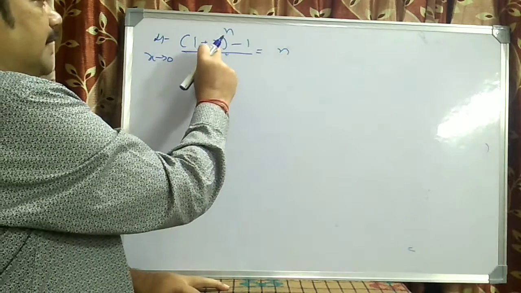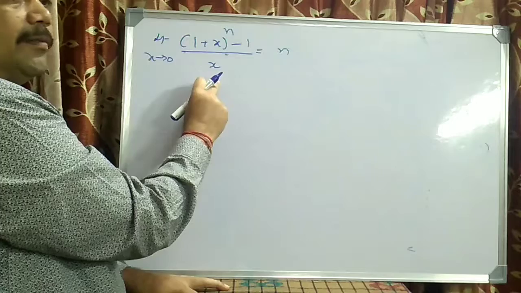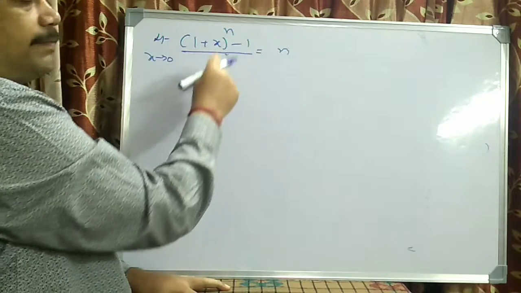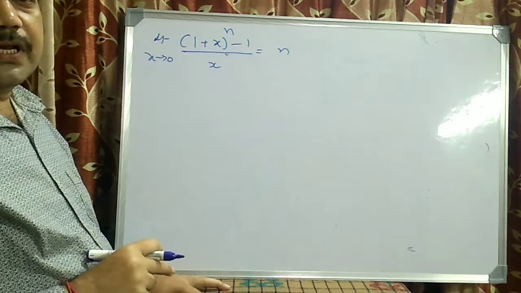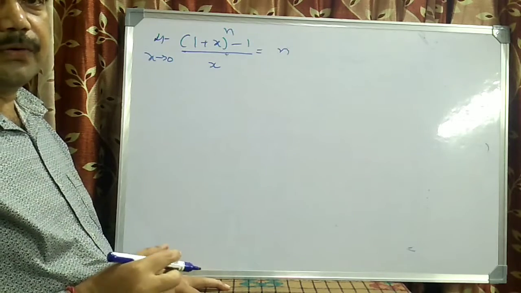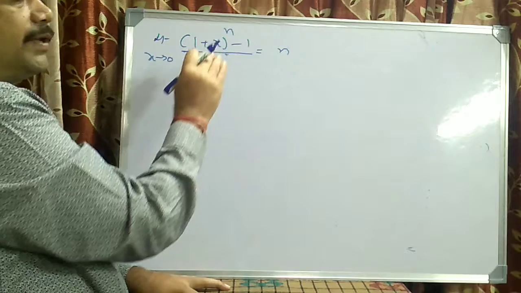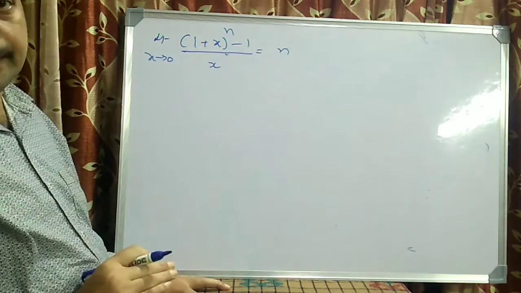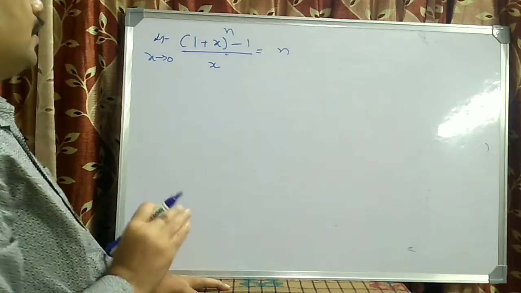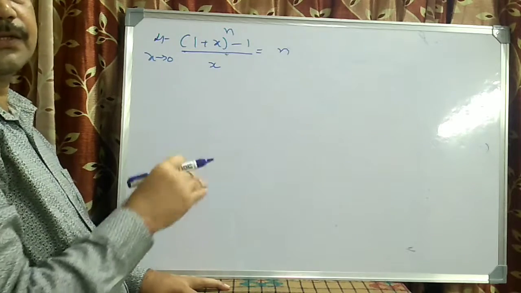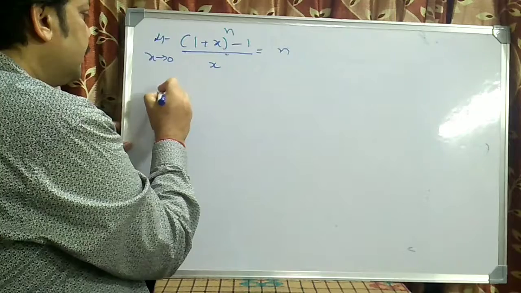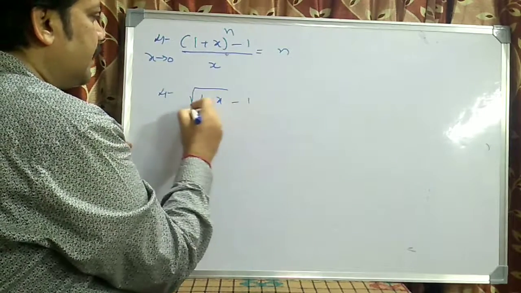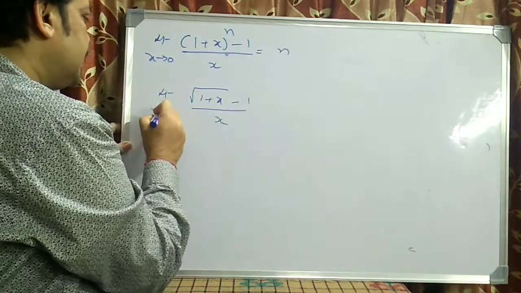Same thing. You can see if I put x equal to 0, the denominator is becoming 0. 1 power n is 1, minus 1, again 0 by 0 form you are getting. So you can easily apply L'Hospital rule. You can differentiate the numerator and differentiate the denominator separately to get the value n. Is it okay? Now how are we applying this to different problems? If you see limit root of 1 plus x minus 1 by x as x tends to 0.